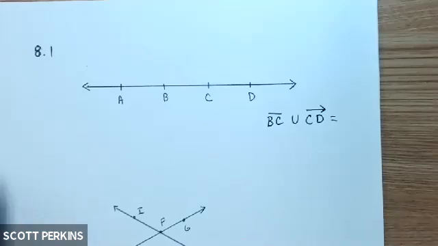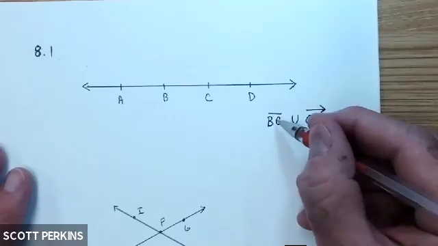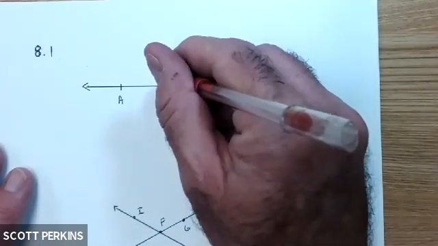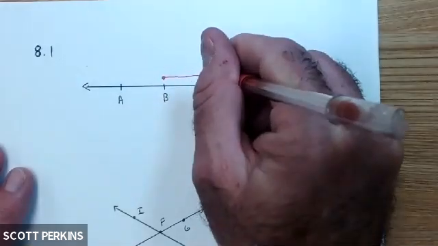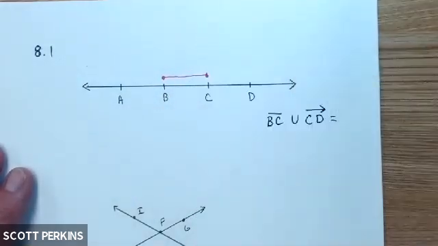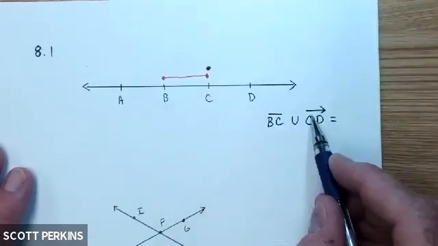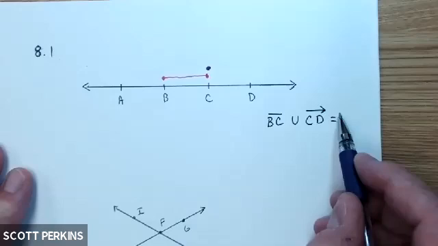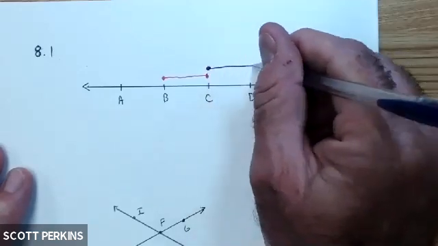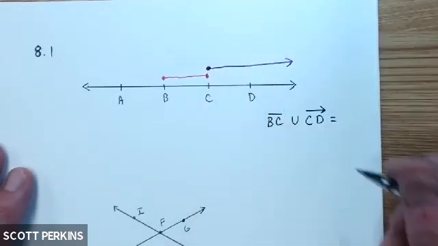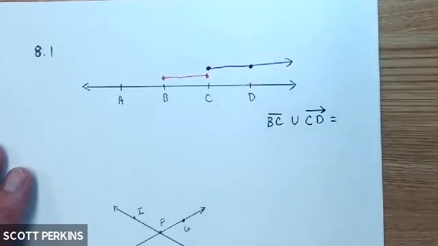All right, so I'm going to give this a try. Let me know how you're doing. So again, BC denotes a segment. It starts at B and goes to C. And then CD is a ray. The ray starts at C, that's what this arrow is telling me. It starts at C and goes in the direction of D, so that's this direction right here. I'll label D on here so that we have it.